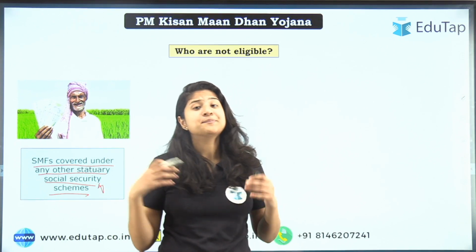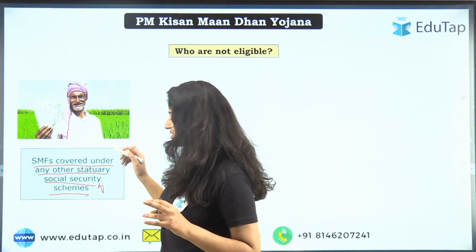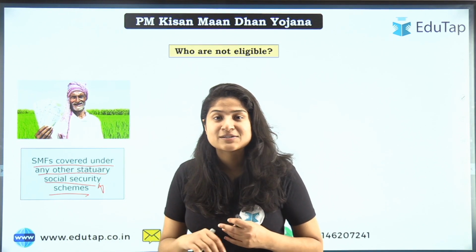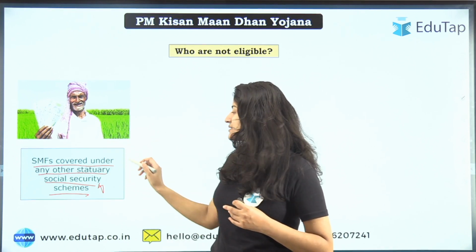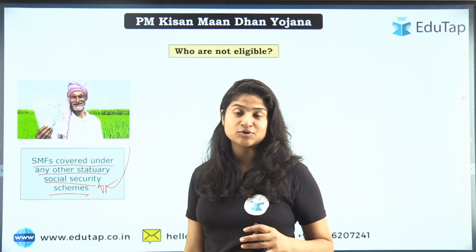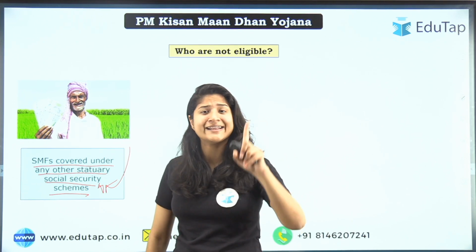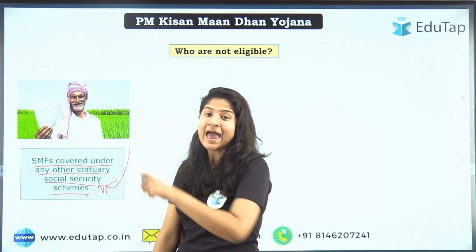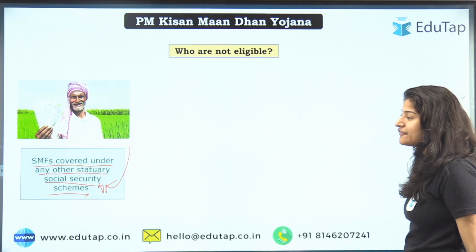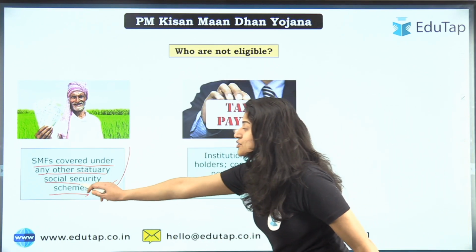So there are many such pension schemes going on, and if a farmer falls under 2 categories, one is of course this one, but he has already been registered in another such scheme, then he is not eligible for this scheme. He cannot take benefit from 2 sides, he can take pension from one source only. This is one criterion: he is not eligible if he is already registered in some other scheme related to social security.